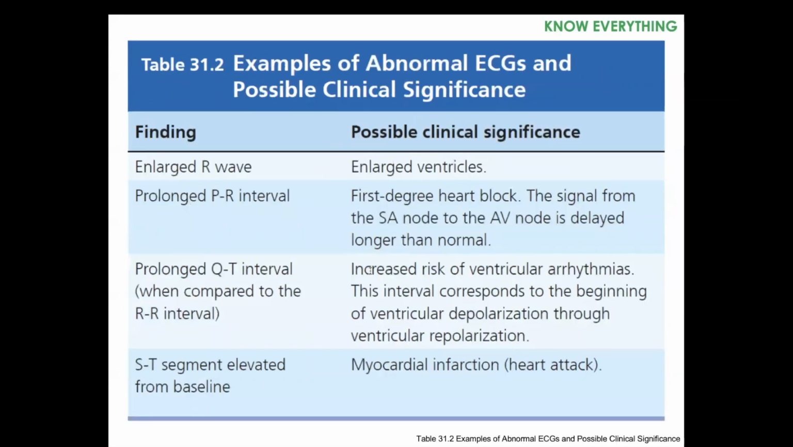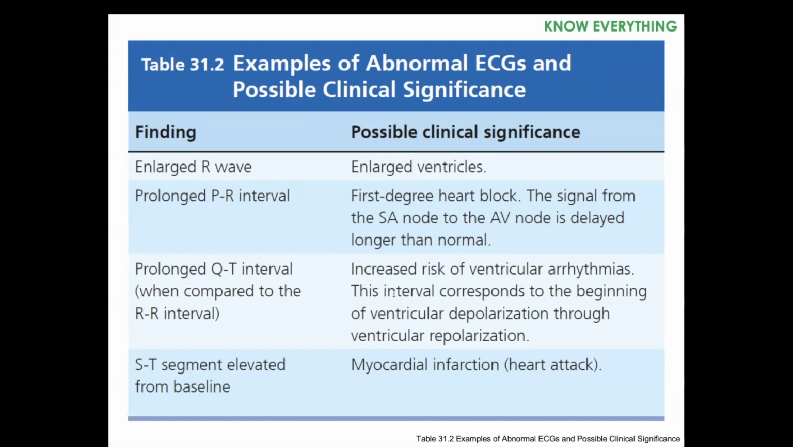And then this chart describes some examples of abnormal ECG readings and their clinical significance. So if someone presents an enlarged R wave, this typically means that the ventricular depolarization is too strong. This is indicative of enlarged ventricles, and this just means that the myocardium is enlarged and results in a decrease in chamber size. A prolonged PR interval indicates a first degree heart block.